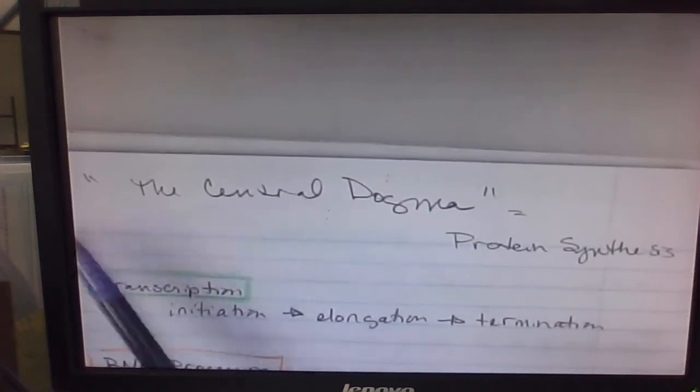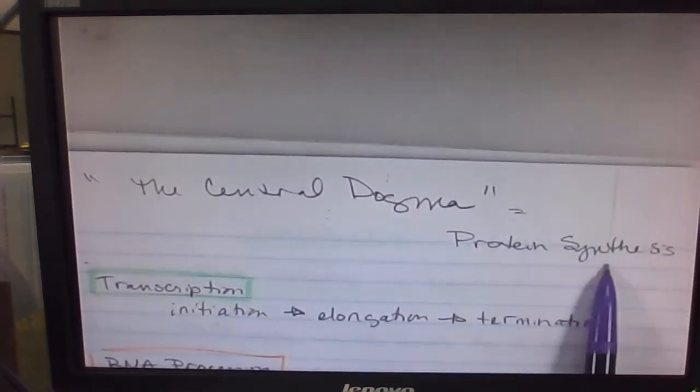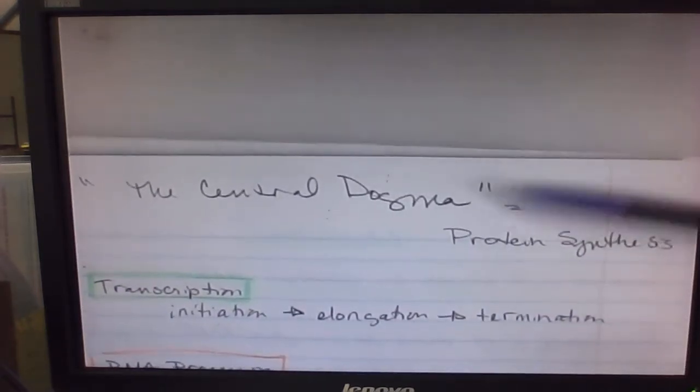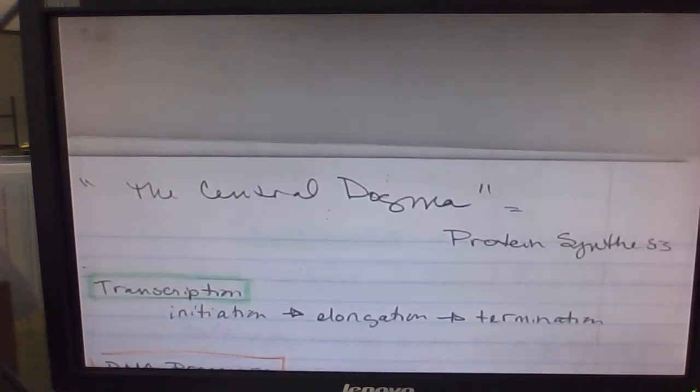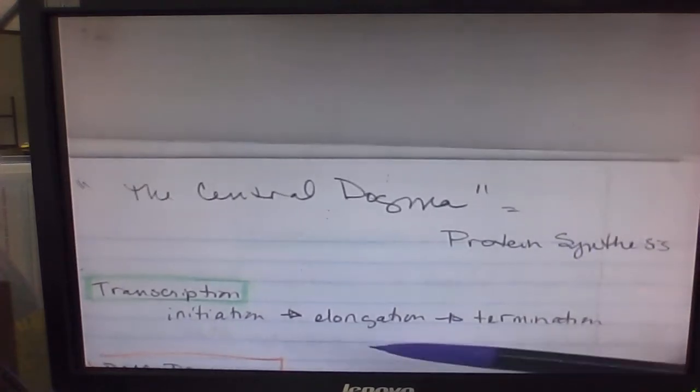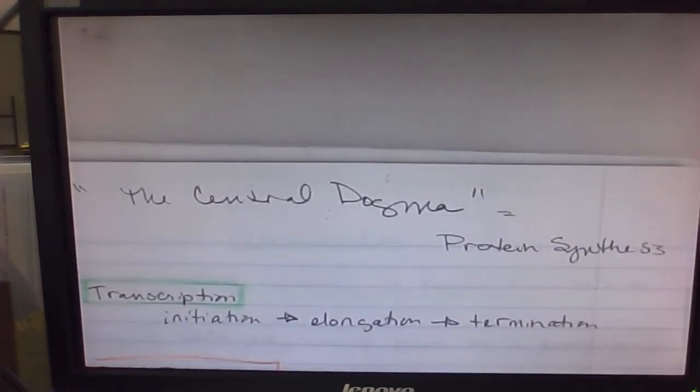The term the central dogma means protein synthesis. It's called the central dogma because protein synthesis occurs the same way in all living things. And so central dogma, or the central overarching concept of protein synthesis.